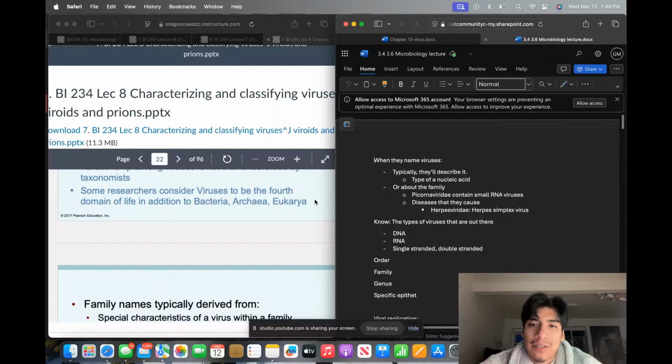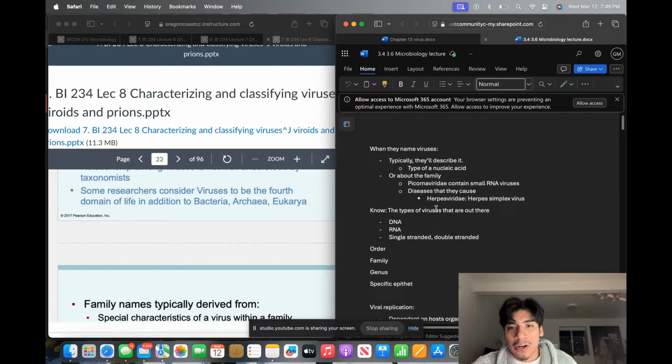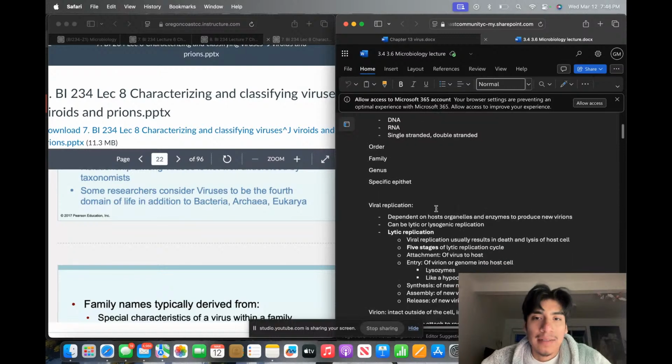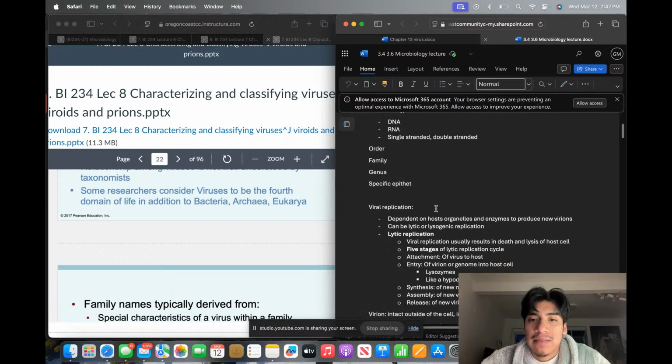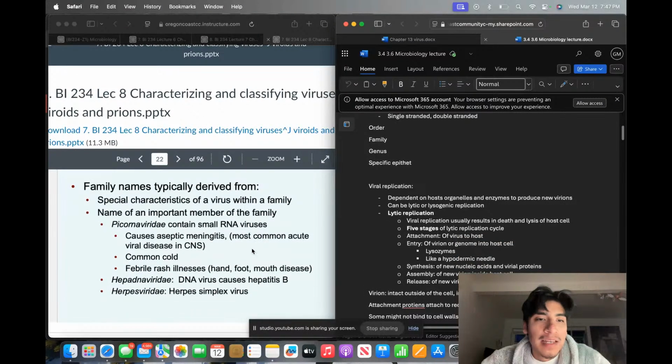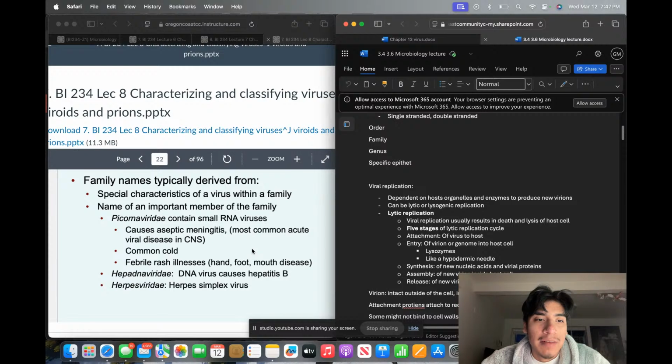So here are my notes. Typically they'll describe it by the type of nucleic acid or by the family. Picornaviridae contains small RNA viruses, so pico being small. Disease that they cause, Herpesviridae causes herpes. So that's just some other examples of why it's called that. Order, family, genus, viral replication. So family names typically derive from special characteristics of the virus within a family.